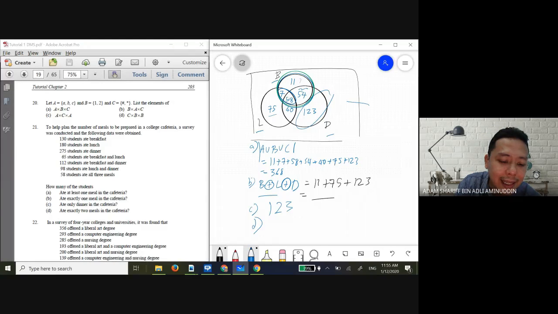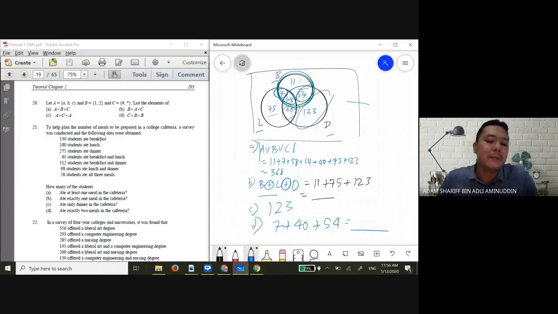And D, eat exactly 2 meals in the cafeteria. Where is the region that you find out is this? 40 and 7. Exactly 2 meals. Maksudnya kalau dia makan 1 tak boleh, makan 3 pun tak boleh. You just add up 7 plus 40 plus 54. You get the particular example.